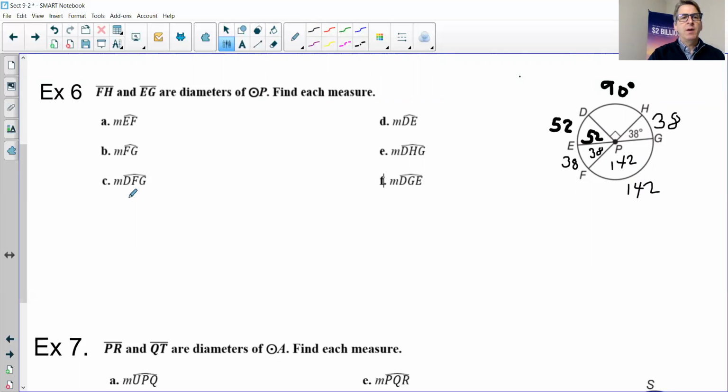Let's take a look at the problem. Let's find the measure of arc EF. EF is 38. The measure of FG: FG is 142. The measure of DFG: we go 52 plus 38 plus 142. DFG is 232.